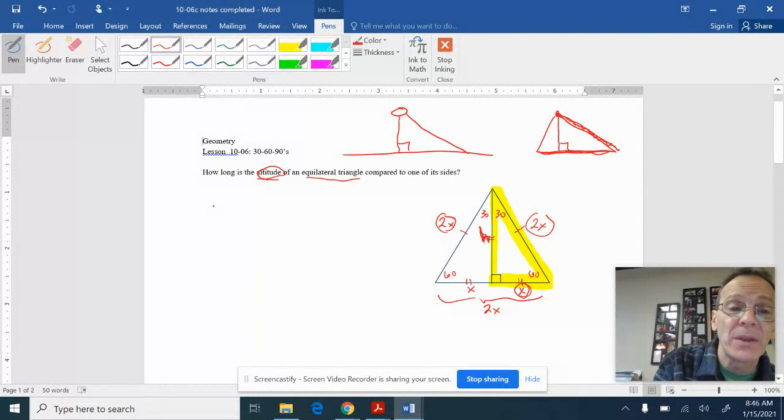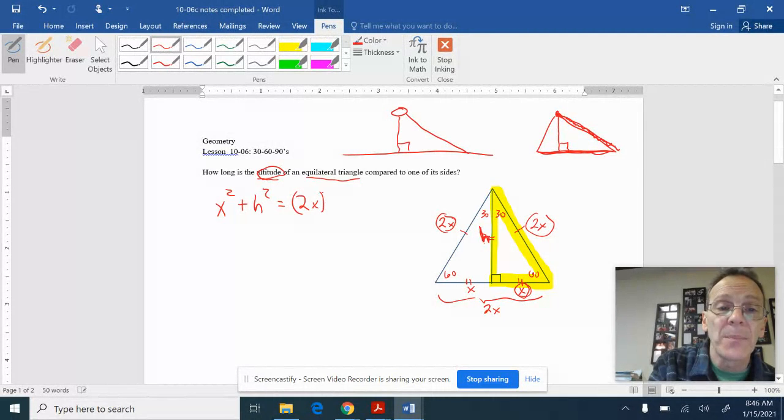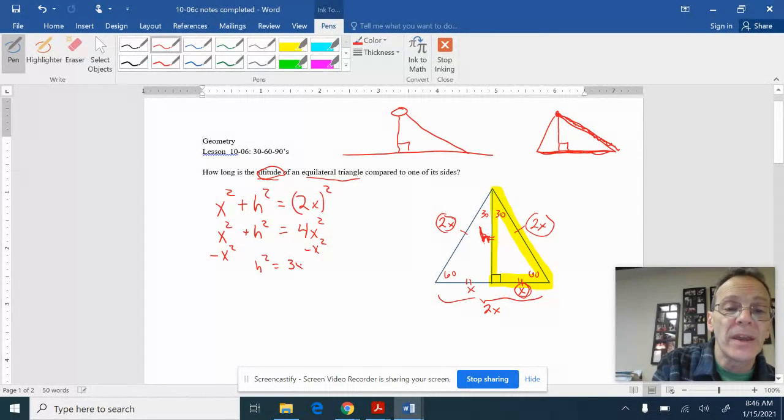Well, we can use the Pythagorean theorem here to find out, because this 30, 60, 90 triangle is a right triangle, and therefore x squared plus h squared, the sum of the squares of the two legs, has got to be equal to the square of the hypotenuse. So let's solve this equation for h and find out how many x's it is. Well, first I'm going to square the right-hand side. 2x times 2x is 4x squared. Now, if I want to solve for h, I've got to isolate the h. So let's subtract x squared from both sides, and we get h squared is equal to 3x squared. Now, solving for h merely requires taking the square root of both sides, and so we get h is equal to the square root of 3x squared.